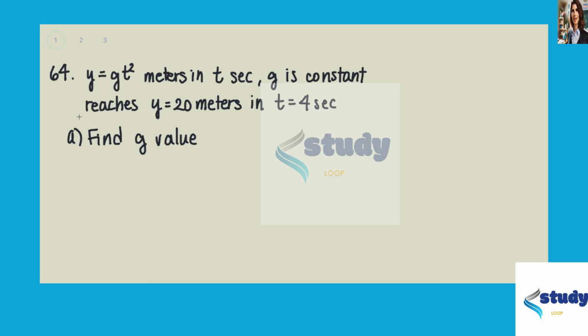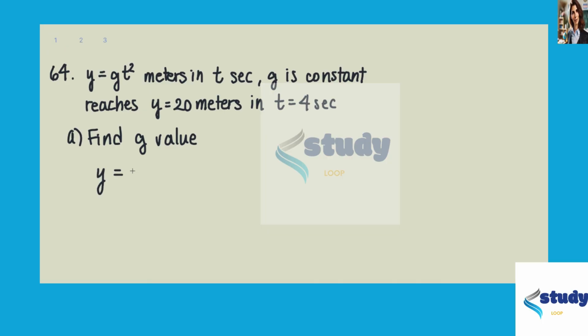Question 64 asks, a rock released from rest to fall on a small airless planet falls y equals gt squared meters in t seconds, and g is a constant. It reaches 20 meters below in t equals 4 seconds. So part A has to find the g value, and this can really be done simply by substituting what we know.